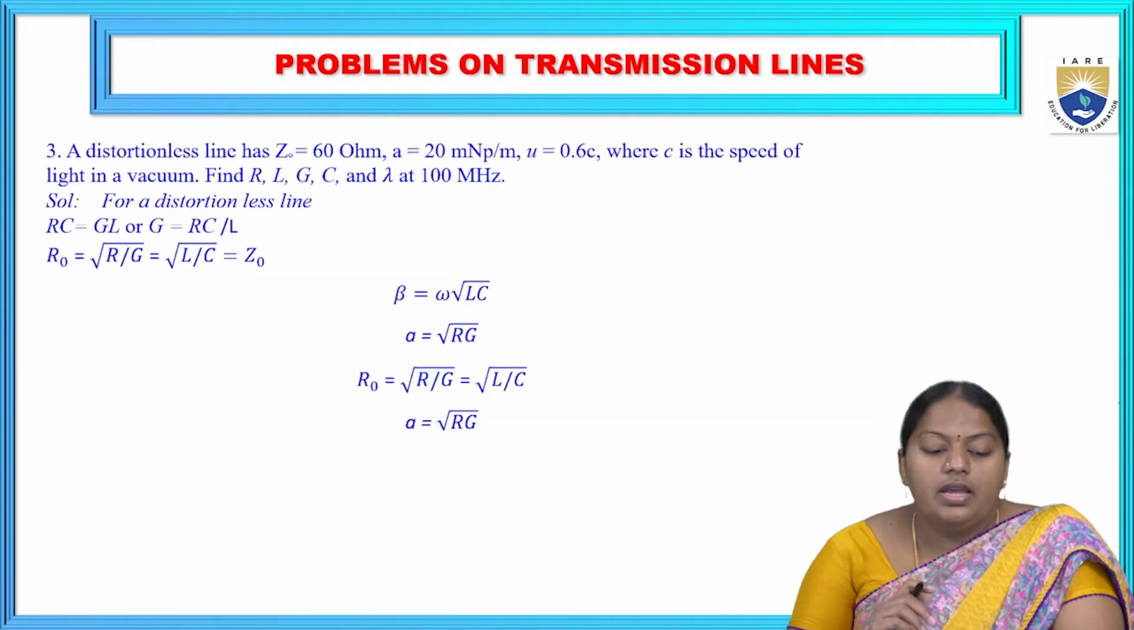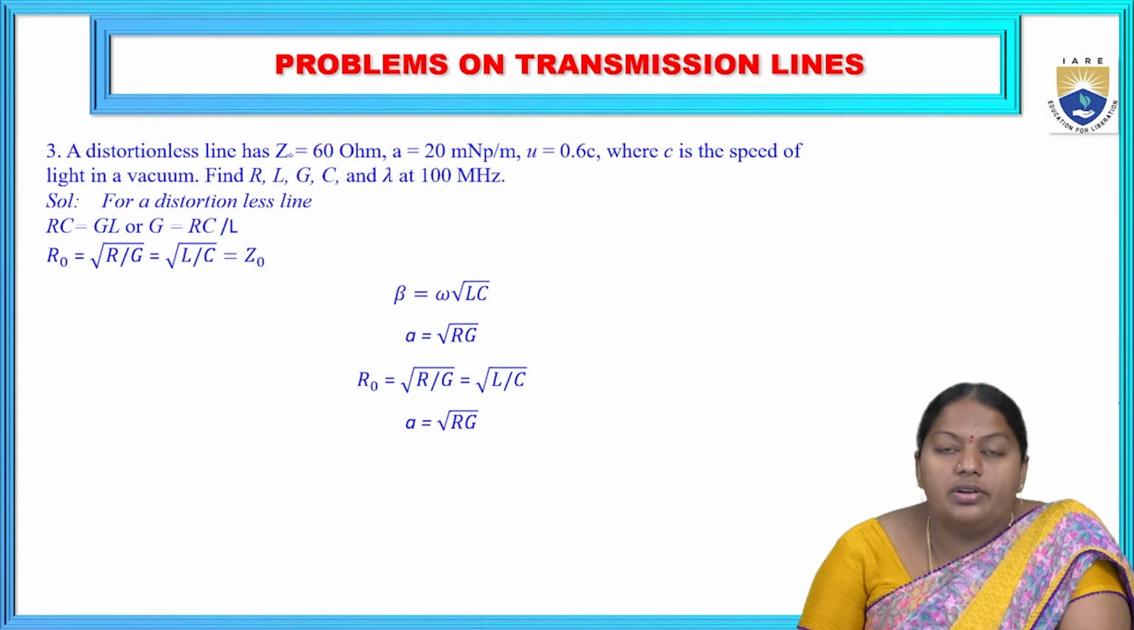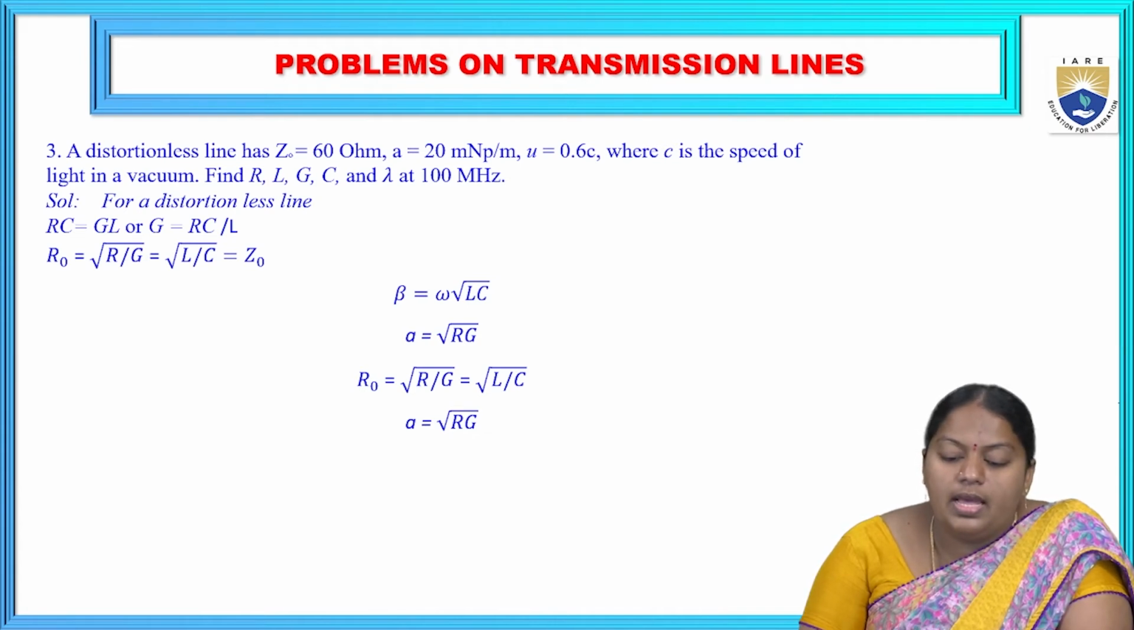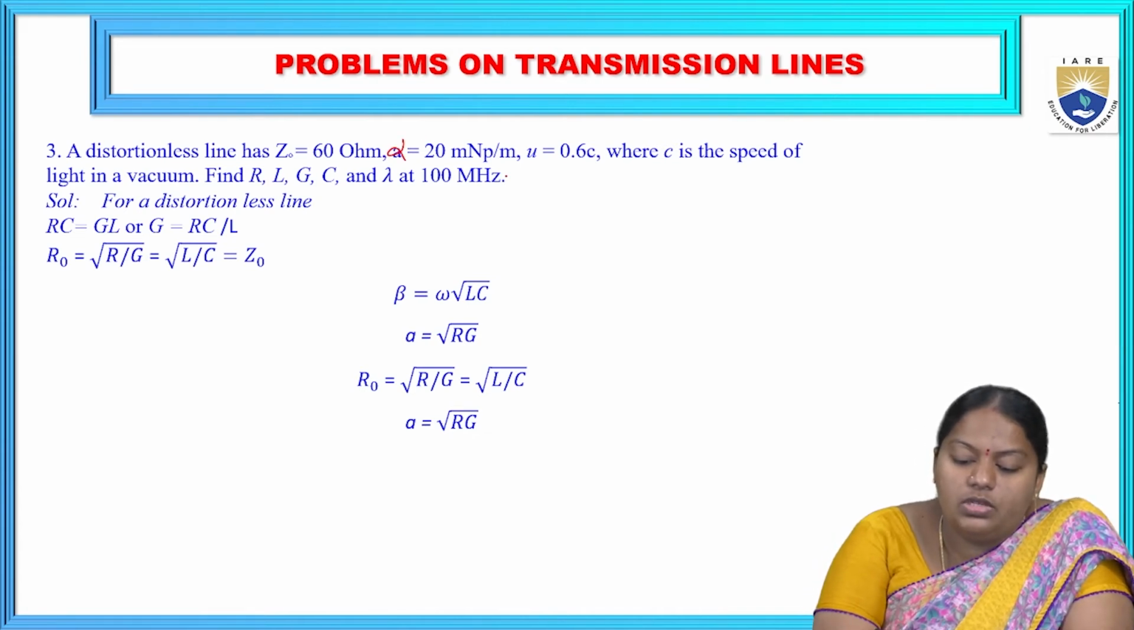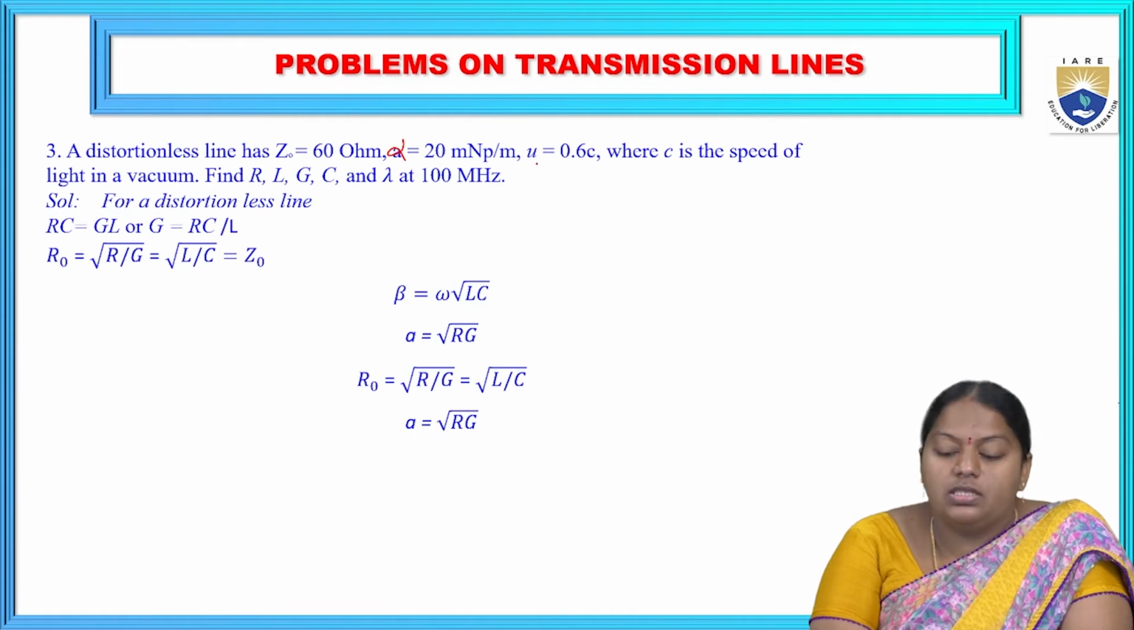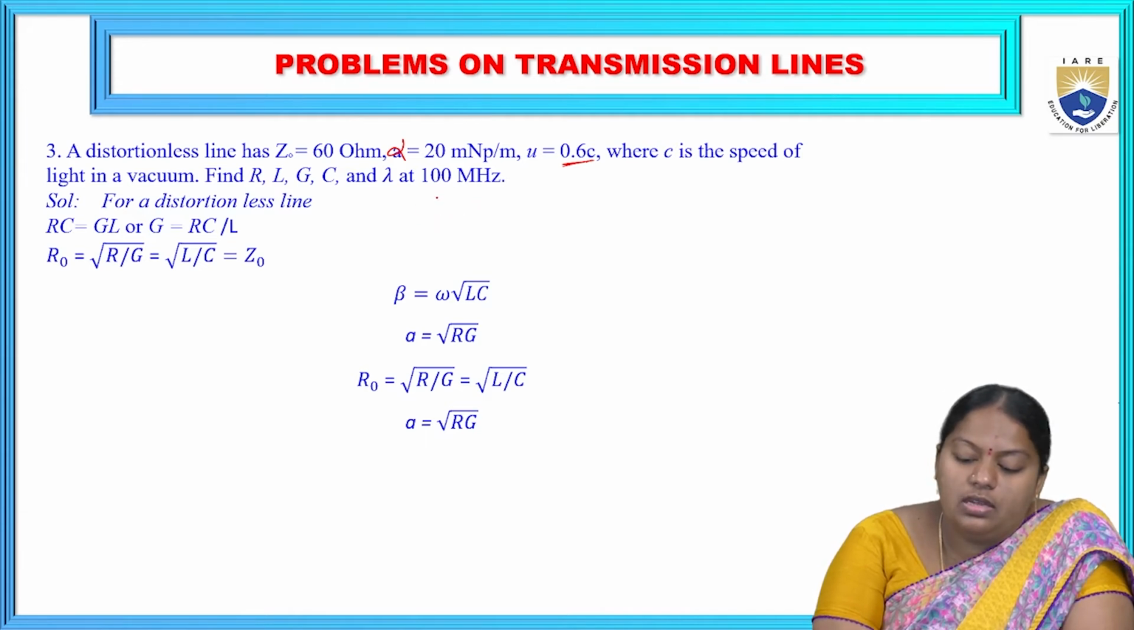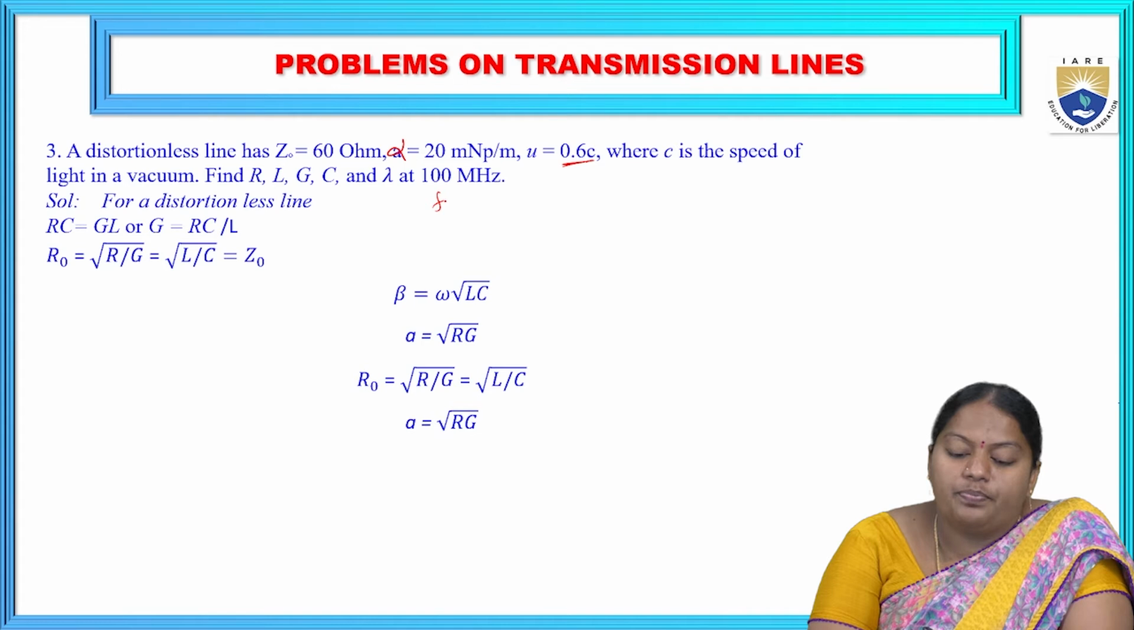Next, a distortionless line has Z0 equal to 60 ohm and alpha equal to 20 milli Neper per meter, and velocity u equal to 0.6 into c, where c is the speed of light in a vacuum. Then find R, L, G, C and lambda at 100 megahertz. F also is given, right?